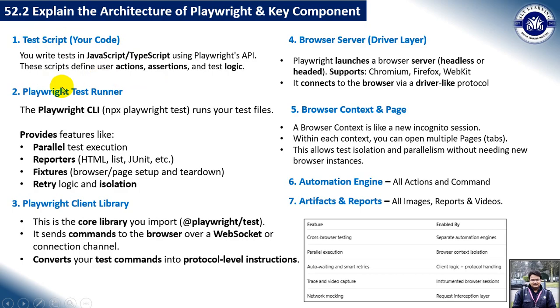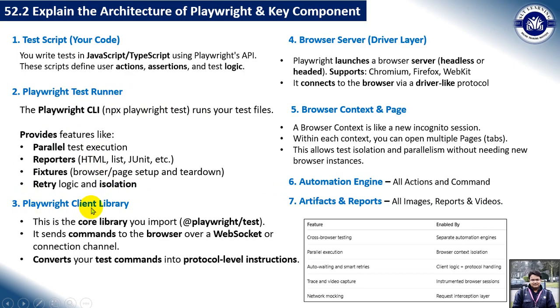And once this is done, you can use the Playwright test runner, like the Playwright command line argument npx playwright test, that helps you to do parallel testing. Then it will help to generate the reports. Then you can also utilize fixtures to set up the browser and page, and you can also set up the retry logic and the browser context to make it isolated. Okay, so these are the key features of the test runner.